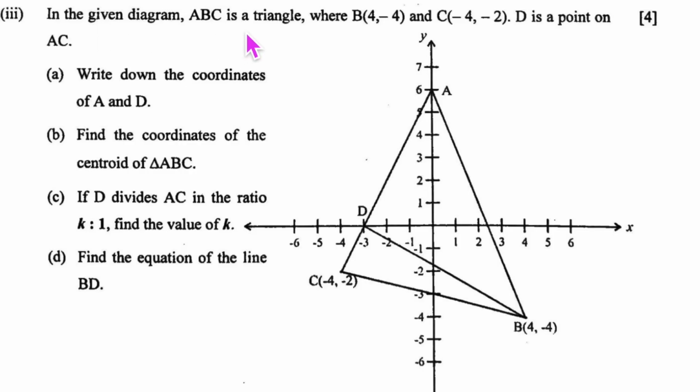Third part, in the given diagram, ABC is a triangle where B is (4, -4), C is (-4, -2), and D is a point on AC. Write down the coordinates of A and D. Now this is again a very simple straightforward question. Find the coordinates of the centroid of ABC. So we have coordinates of A, B and C. We'll use the formula. Then D divides AC in the ratio k:1. Find the value of k and find the equation of the line BD, and that is for 4 marks.